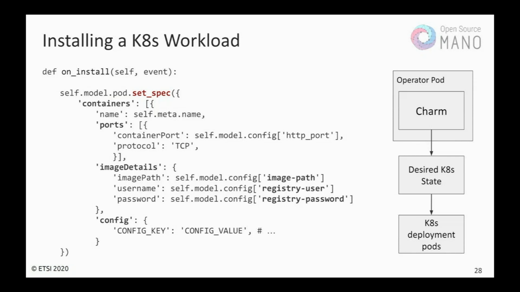You'll notice that you can access things by referencing self, and self in this case is the charm object. Every object in the framework allows you to access the model, for example. And the model gives you useful types and primitives to access the context that you have. So in this case, you can set a spec for your Kubernetes deployment, but there are other examples which I'll show in the following slides.